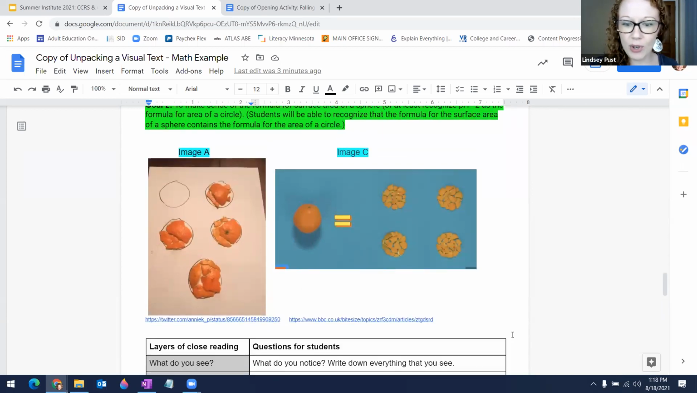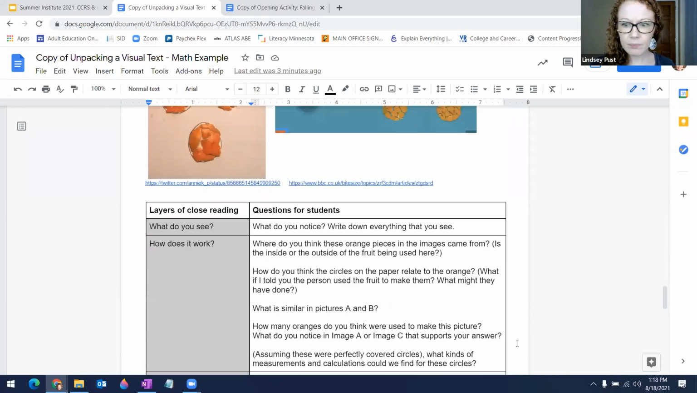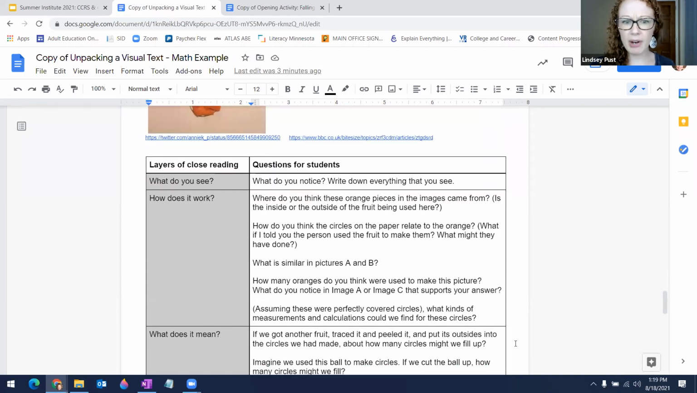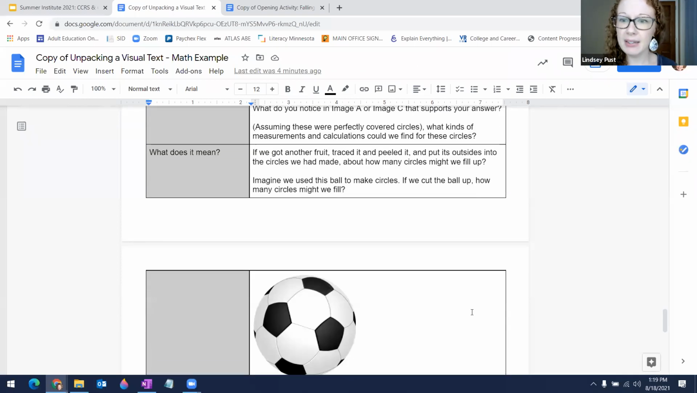Just starting off, what do you notice? Write down everything you see. But then some questions about how it works. And I won't read all of them, but thinking about, okay, what are the similarities between those two pictures, those two images? How do you think the circles on the paper relate to the orange, and so forth? Just kind of, how does this work? And then, what does this mean?